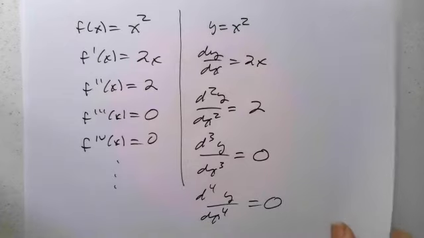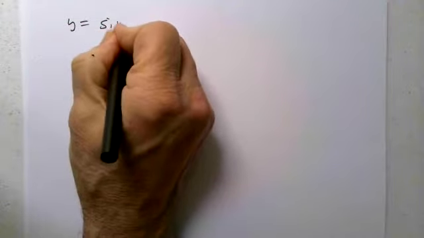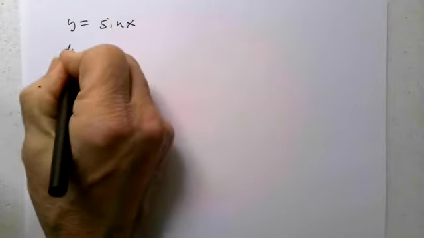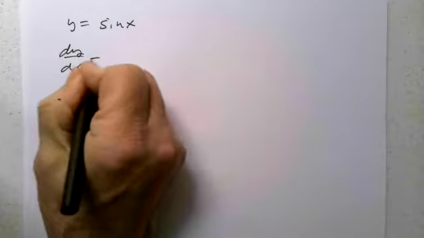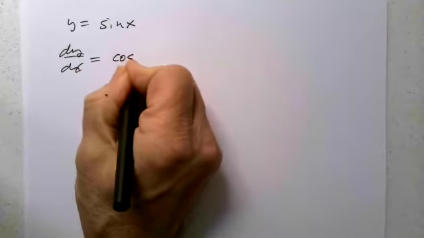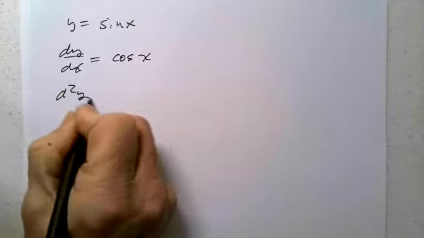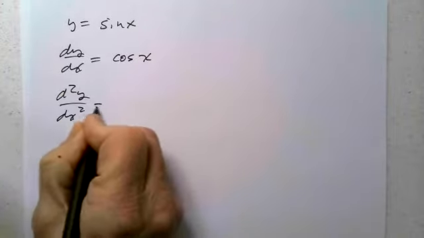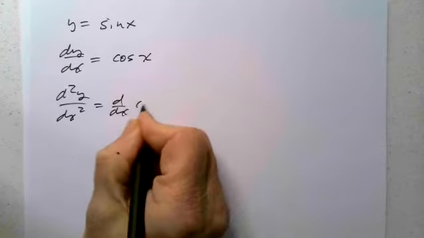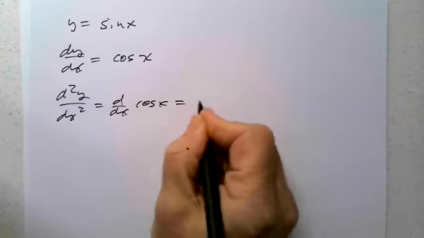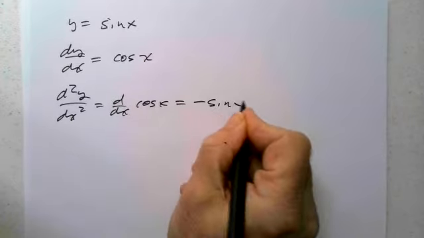Now let's go ahead and look at the behavior of a trig function. So what do we know? We know if y equals sine x, the first derivative, dy dx, the derivative of sine x, is cos x. The second derivative, d2y dx2, would be the derivative of cos x, which is minus sine x.